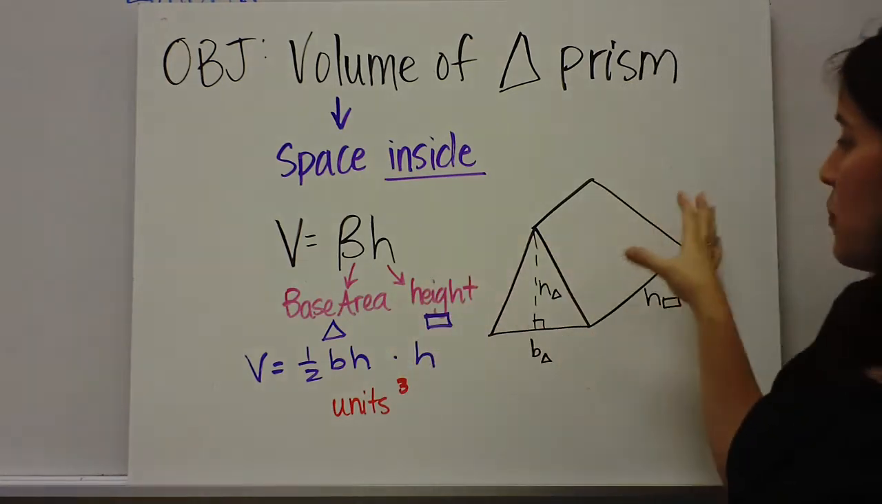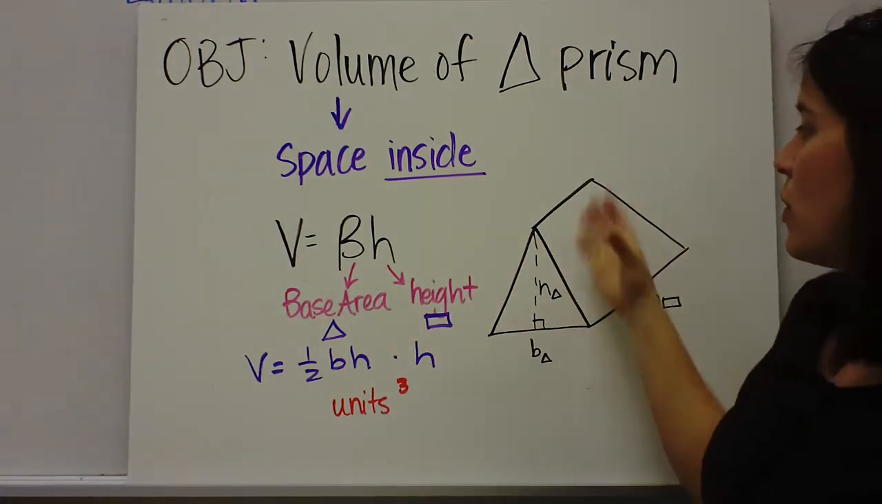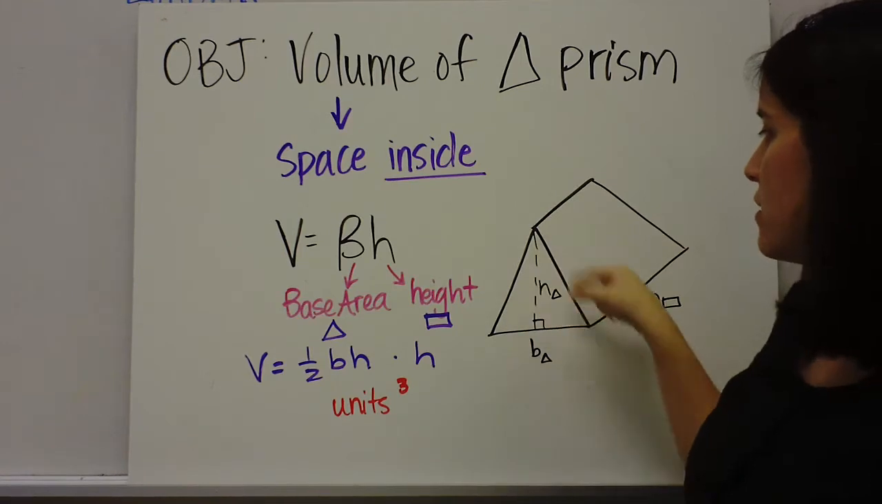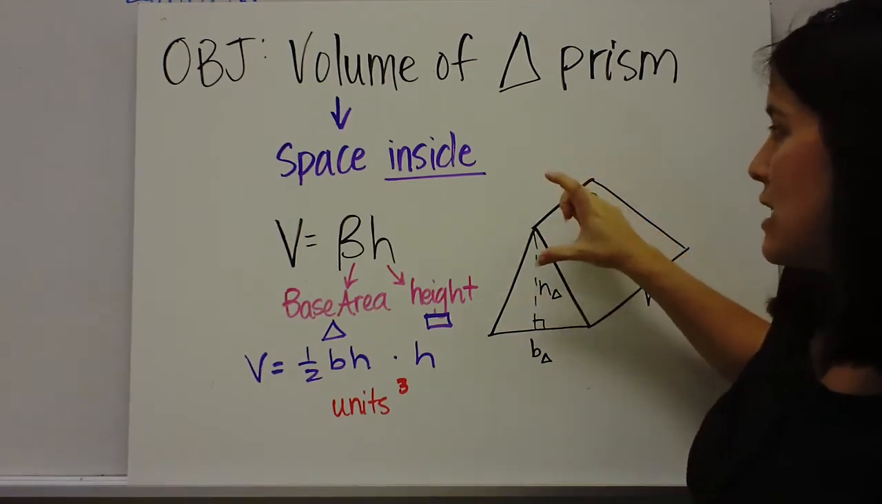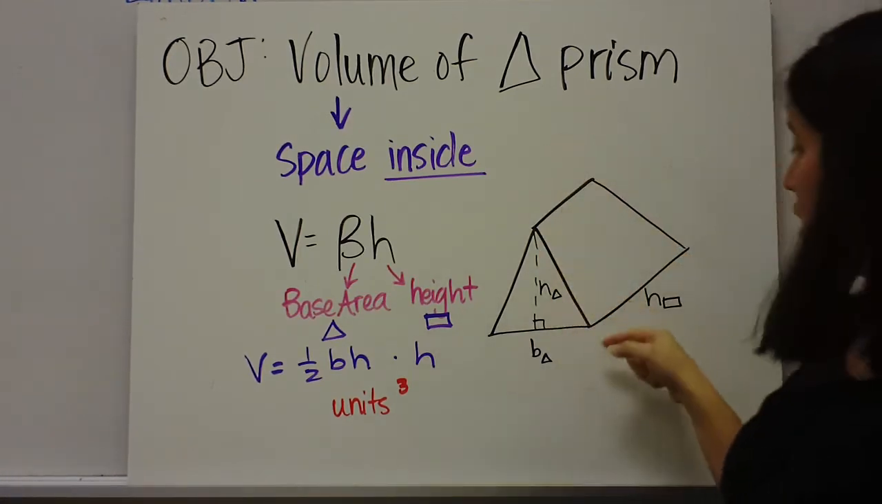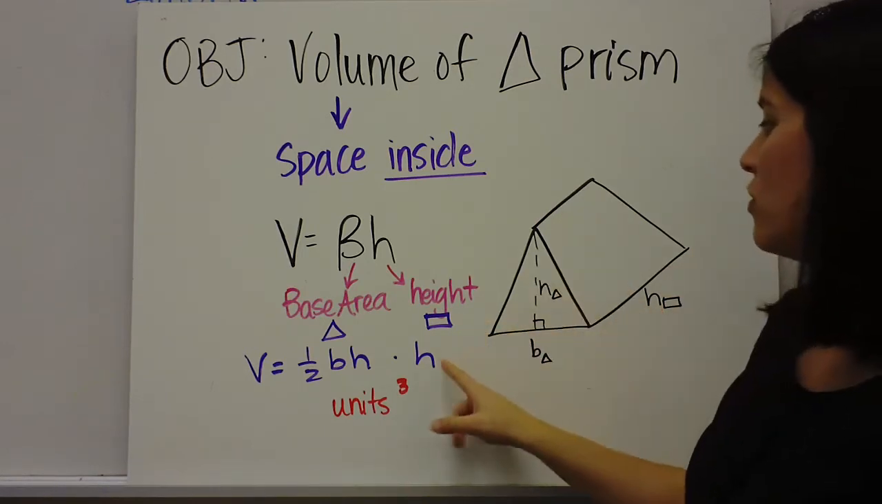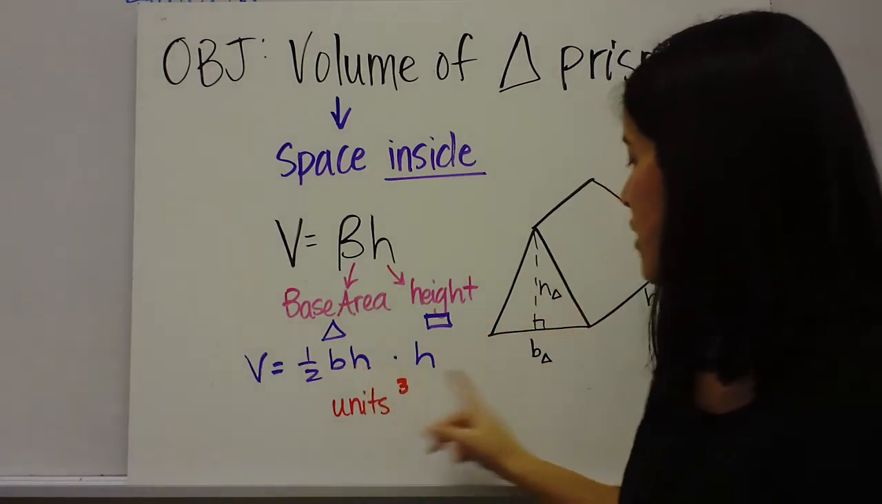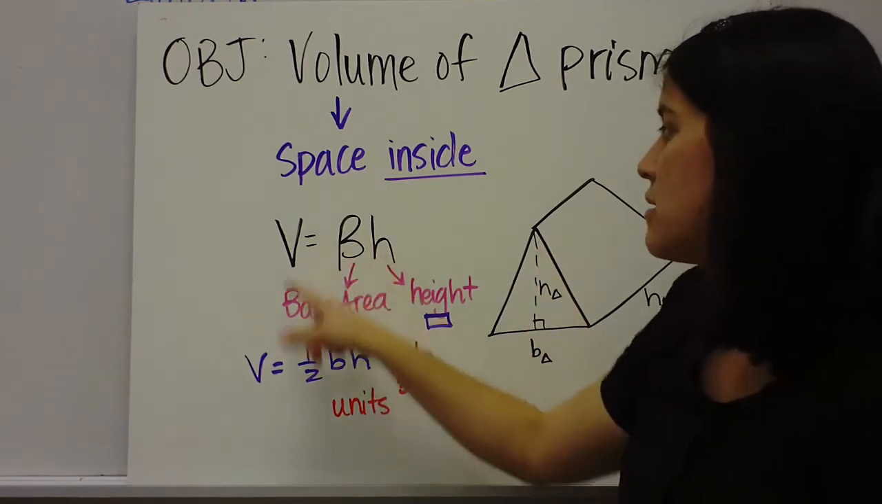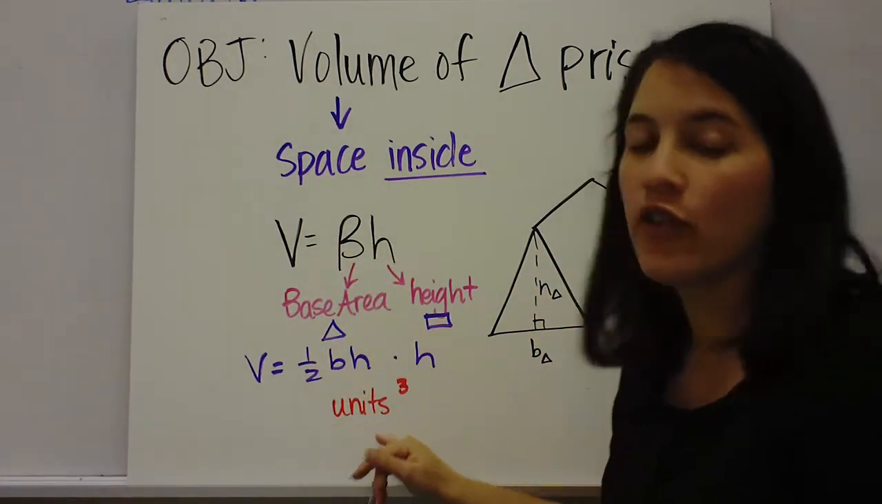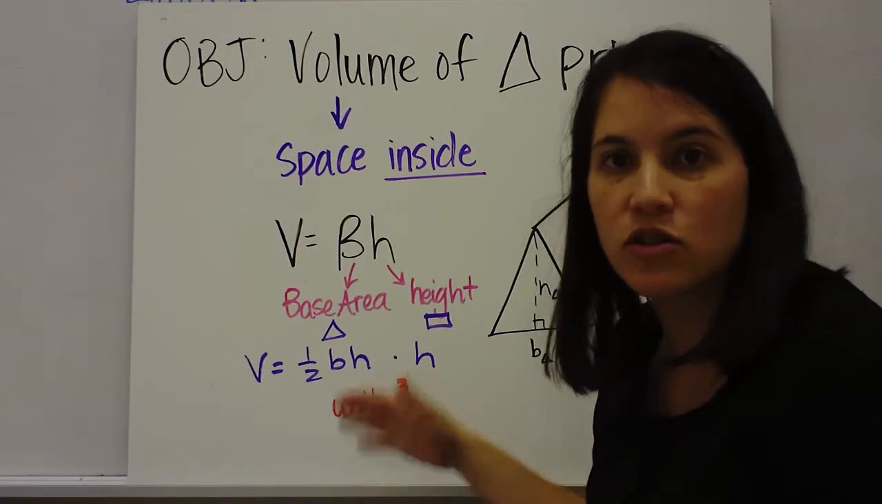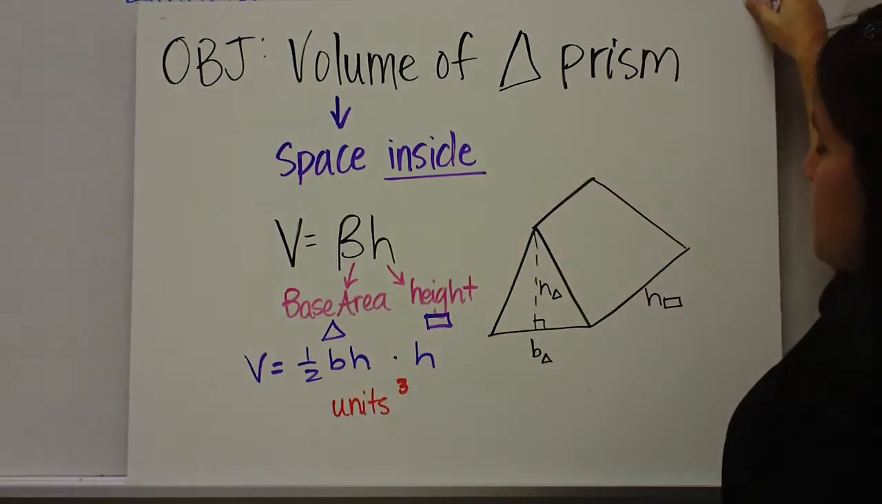So if you were to take this prism and put it on its base, on the triangle, so you were to stand it up, how tall would it be? It would be the height. So that's this height right here, the height of the rectangle. This first one is the height of the triangle because it's the base area. And then don't forget that it's units cubed. So let's do some examples together.